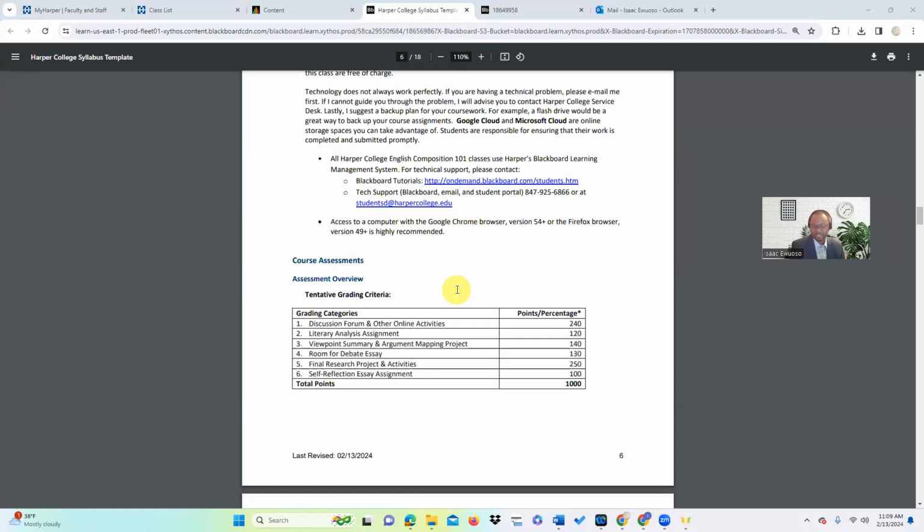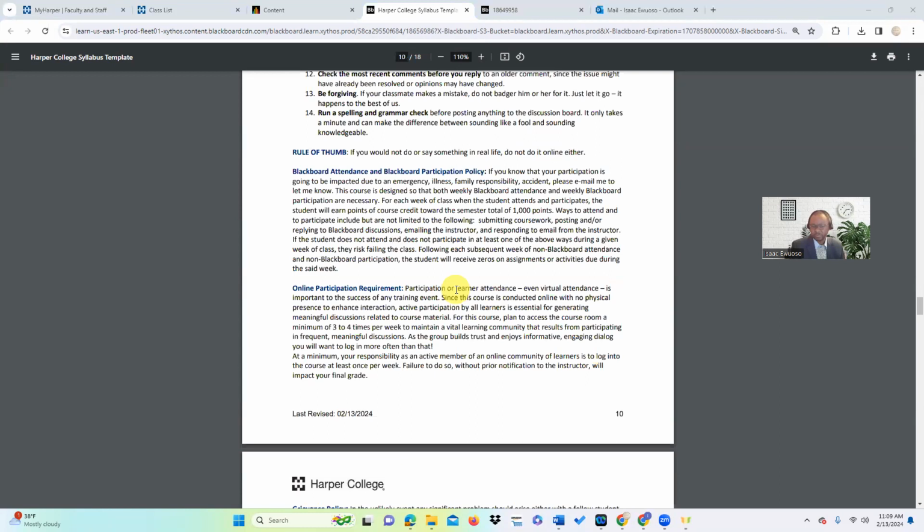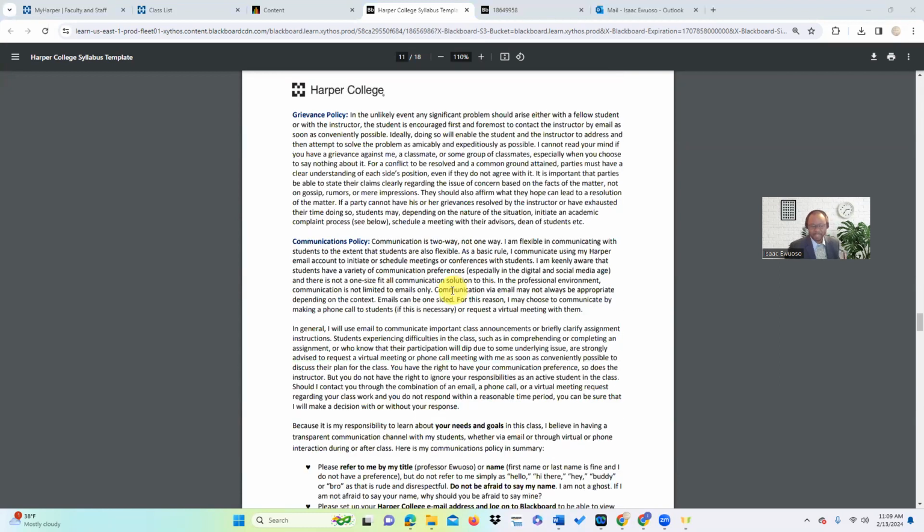In fact, let me go over that right now, so that we move forward with the rest of the items I have for this course orientation. Now, communication is two-way, as I've written. I will be using my Harper email to communicate with you, to schedule meetings and conferences with students. So you should be checking your email. I know for many students it's not a habit to check their emails, but you have to get used to it, because that's how you find out important announcements in the class.